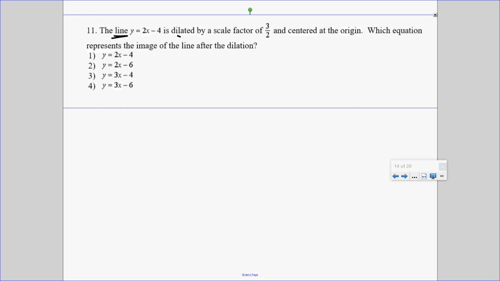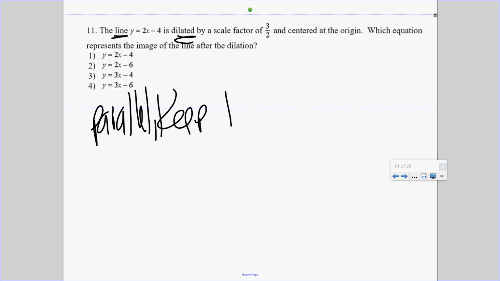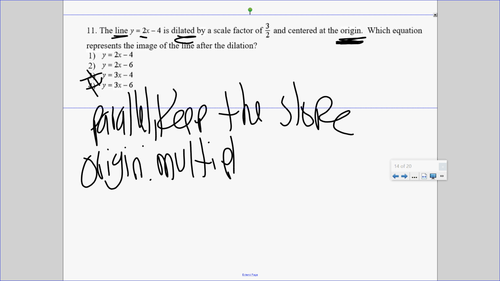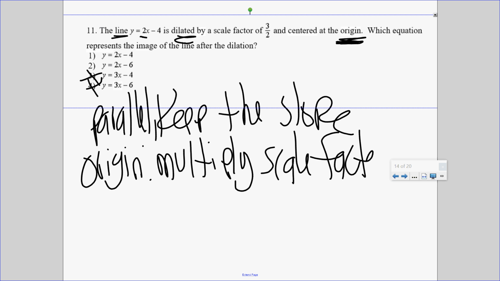Line dilation, parallel, keep the slope. The slope has to stay. The slope is 2, so it has to be choices 1 and 2. Origin. Origin. Multiply scale factor and B.